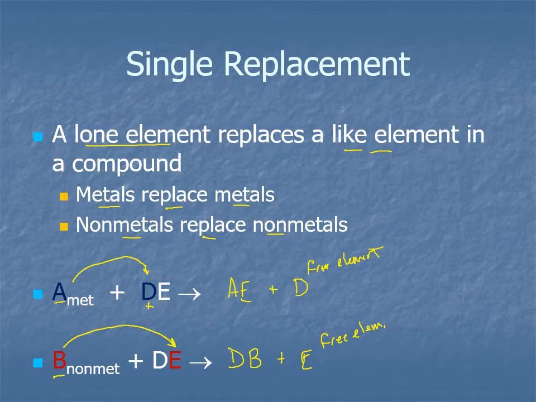Not all of these reactions occur. Basically, A has to be much more reactive than D. B has to be much more reactive than E. If it happens, we'll be able to predict the products. If A is weaker, chemically speaking, if B is weaker, chemically speaking, then it is no reaction. And if it's no reaction, then you can't predict a product because nothing happens at that point. So how do we determine when A or B is more reactive than the thing it's trying to replace? Metals replacing metals, nonmetals replacing nonmetals. Well, let's check that out.